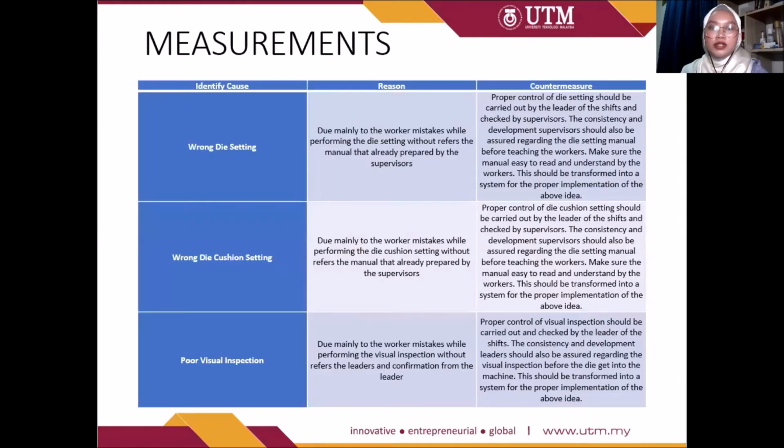For the measurement, the cause is wrong die setting. The reason is mainly worker mistake while performing the die setting, which refers to the manual already prepared by the supervisor. I came up with the countermeasure that proper control of die setting should be carried out by the leader of the shift and checked by the supervisor.